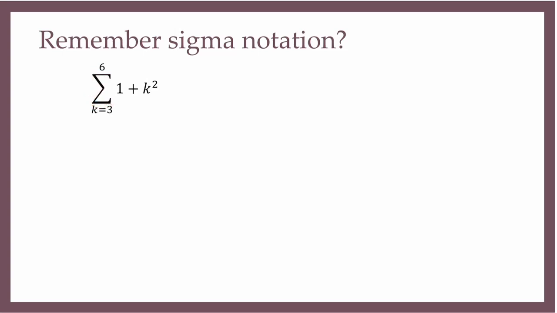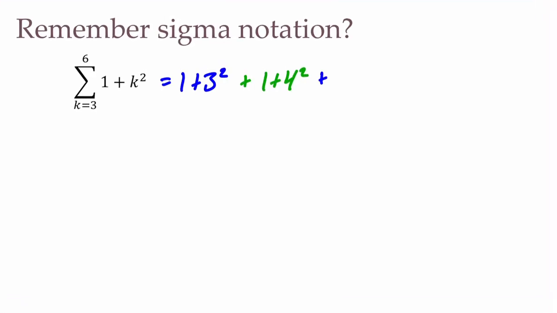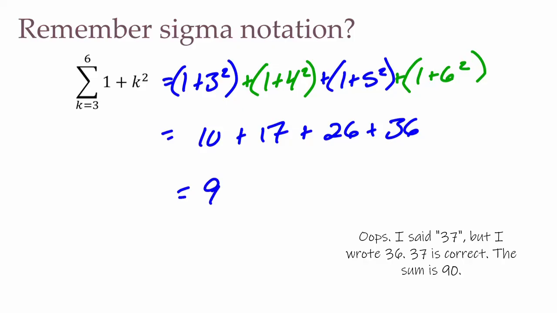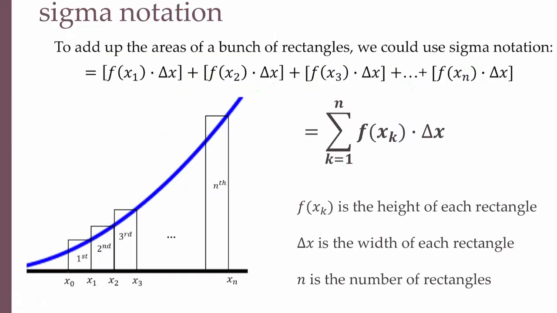So you would plug in the 3 first, so you would have 1 plus 3 squared, and then you would plug in 4, so you go through the integers, 1 plus 4 squared, and then 5, 1 plus 5 squared, and then you work that out. That's going to be 10 plus 17 plus 26 plus 37, and that's going to end up being 90, okay? So that's sigma notation. You could use sigma notation to add up the areas of a bunch of rectangles.